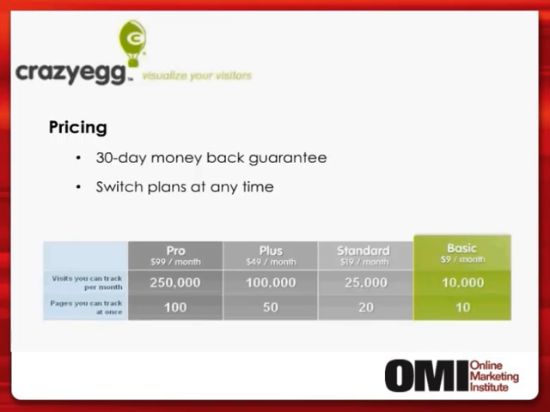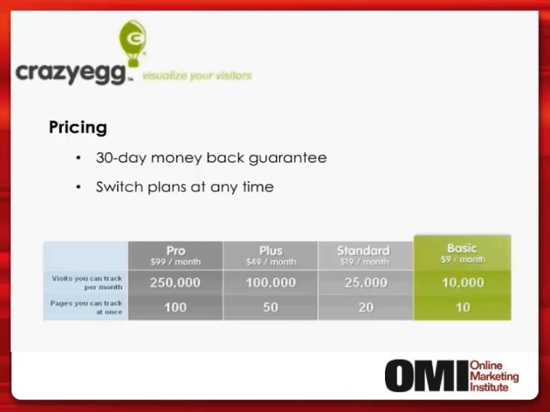CrazyEgg is very inexpensive, as are all of the packages that I'm going to talk about. The basic one, I believe, is only $9 a month, and even the Pro one is fairly inexpensive at $100 a month. Now, the one thing to realize about all of these in-page web analytics packages is that it's not web analytics, you don't have to pay for every page view that you have. You don't have to count everybody.